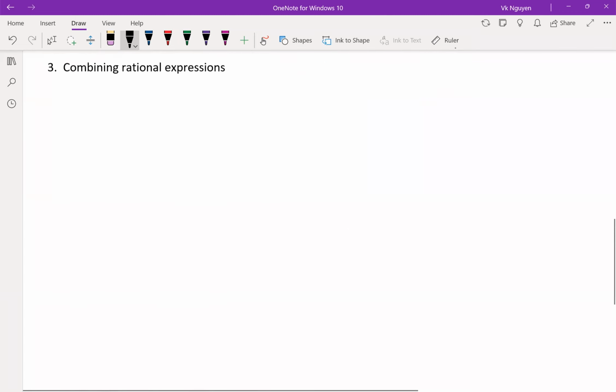Let's move to number 3. Combining rational expressions. Oh, this is the fun one because we use this often in calculus, very often. Combining means adding, multiplying, dividing. Number 3, combining rational expressions.